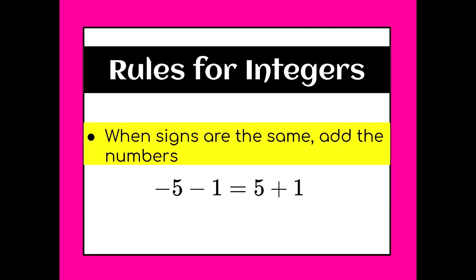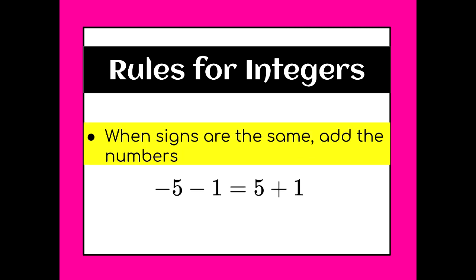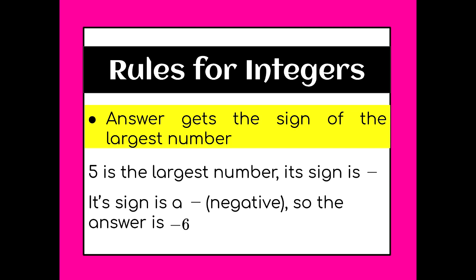First, if you see in an equation the signs are the same, it means you need to add the numbers. The answer will get the sign of the largest number. Example, negative 5 minus 1 is equal to negative 6. Since number 5 and number 1 have the same sign, we need to add them. And 5 is the largest number, its sign is negative. That is why the answer is a negative number. It is a negative 6.